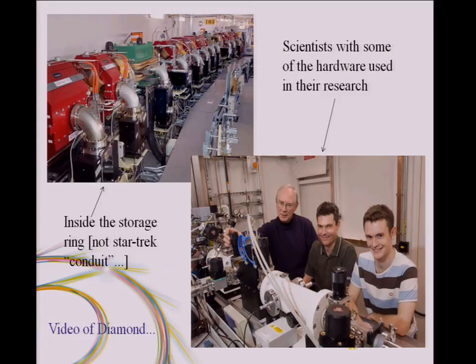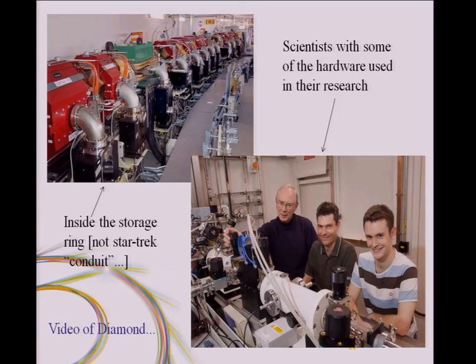Inside the machine, inside the donut that we saw earlier, we have basically a Star Trek conduit kind of arrangement with lots of magnets, wires, cooling, supercooling things. It's fantastic. It's a geek's wet dream. Scientists, some of them are shown here. They don't all look like that, you know. Some have got beards, but here they're pictured looking very happy next to some of their experiment.